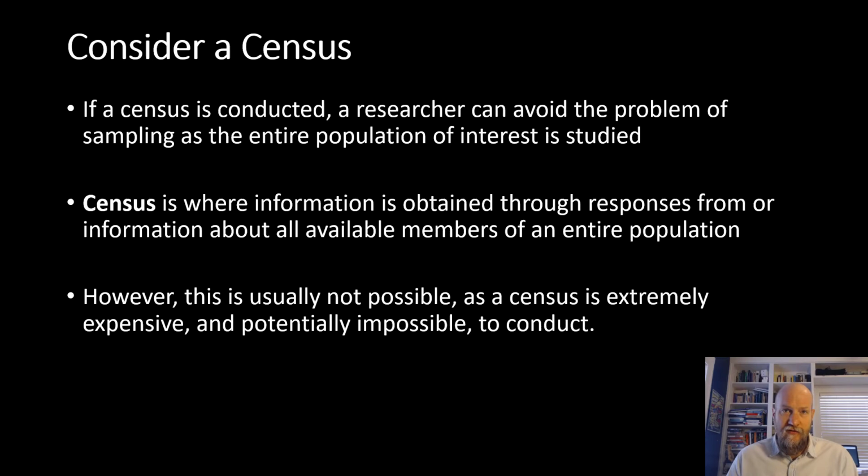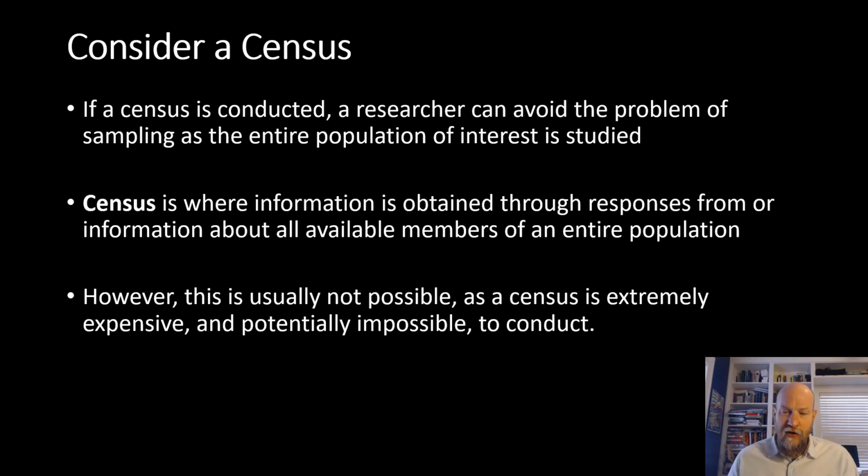I'm sure many of you are familiar with the U.S. Census. We just conducted one in 2020. It's done for a number of factors, including representation in Congress, but a lot of other things as well. And a census is essentially where you go out and you survey or you conduct an experiment on every single unit of the population, on every single individual. So that's where you avoid the problem of sampling because you actually study the entire population.